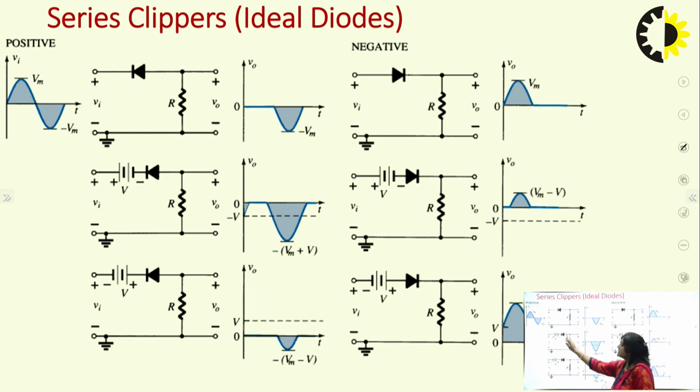And these are the cases with biasing. We have applied biasing with the diode also. Here the orientation of the biasing is plus minus V, and here minus V, just reversed. So the output waveforms will be like this. We have taken these examples in the previous slides also. Here the orientation of the diodes is opposite to these, and in both diagrams we have changed the polarity of V. So all these are negative clippers, and all these are positive clippers.